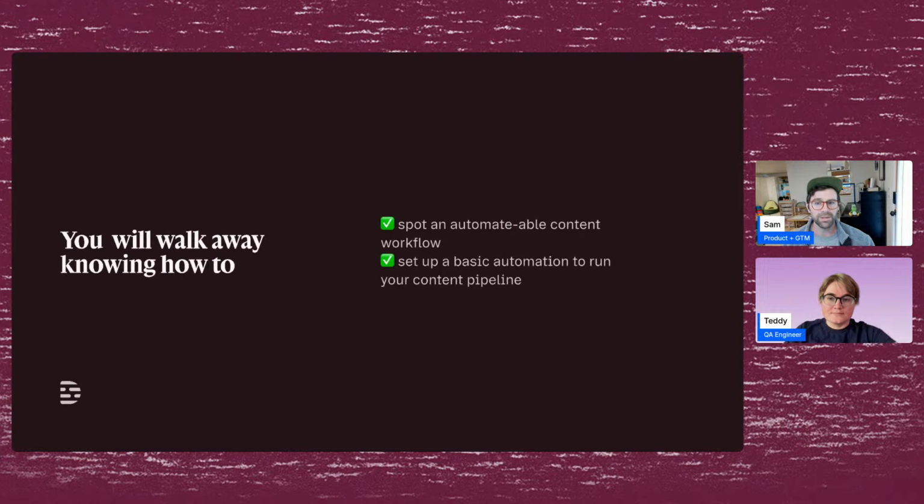You're going to walk away with knowing how to spot an automatable content workflow. Basically, like, oh, I have this. I wish I had these clips. I wish I had these videos. I wish I had this workflow. You'll be able to know what makes for a good workflow worth automating. And then we're actually going to show you not one, but 2 ways to set up a basic automation pipeline using 2 different tools. And hopefully one of those fits your bill. They're far from the only, but we'll just pick 2 that feel very basic and approachable.